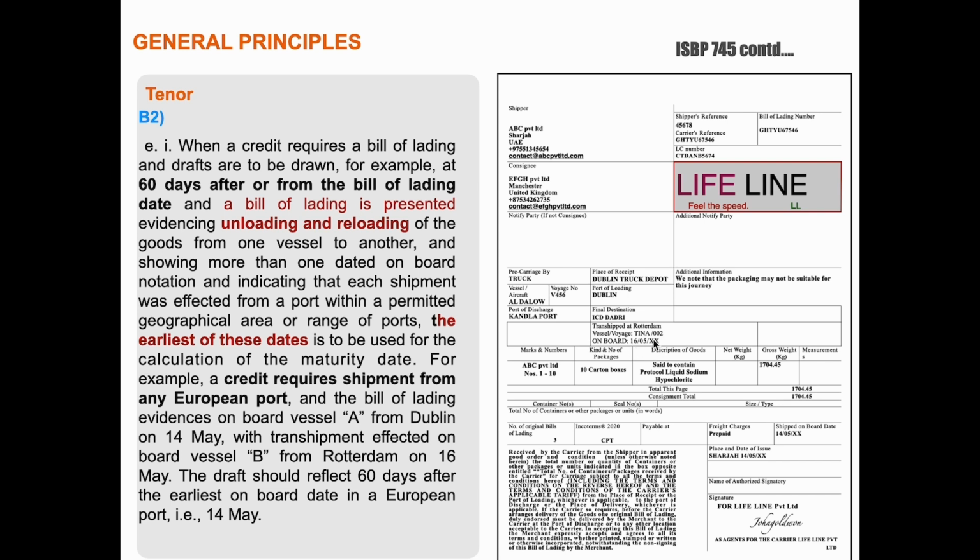So in this scenario we have to consider the earliest of these onboard dates. What is the earliest onboard date in this case? It is 14/5. So the 60 days after 14/5 will start from 15th of May, right? So when goods are transshipped, we have to consider the earliest shipped onboard date, right?